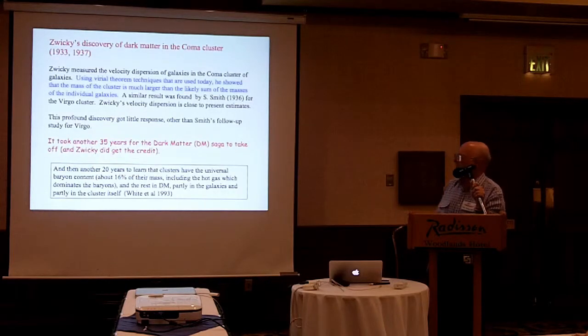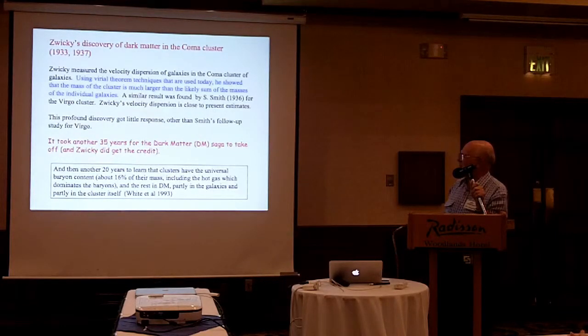So first of all, Twicky's discovery of dark matter in Coma. He measured the velocity dispersion of galaxies in the Coma cluster. He used techniques that are the same as what we use now, the virial theorem, to show that the mass of the Coma cluster was much in excess of the likely sum of the masses of the individual galaxies. A similar result came from Sinclair Smith a few years later in the Virgo cluster, and Twicky's velocity dispersion, I should add, and Smith's also are close to present estimates for the cluster. So there's no problem with the data.